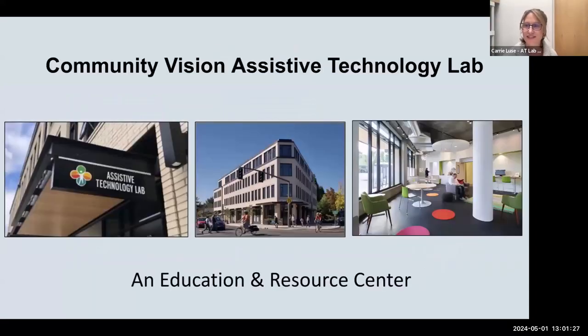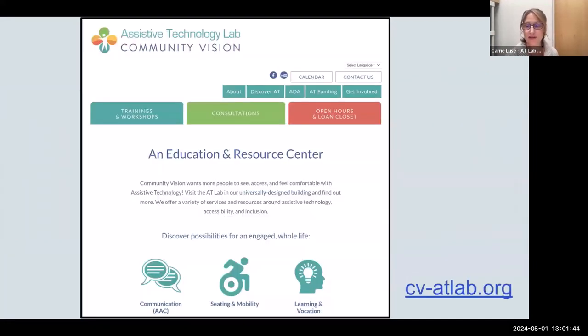Great, thank you. So we're here at Community Vision in Portland, Oregon. Community Vision has a variety of programs and services for people with disabilities. One of our programs is the AT Lab, the Assistive Technology Lab. We are an education and resource center. We do a lot around AT. We have a website. Please check us out. It's cv-atlab.org. We offer trainings and workshops, consultations.